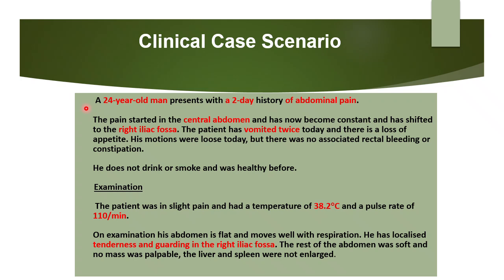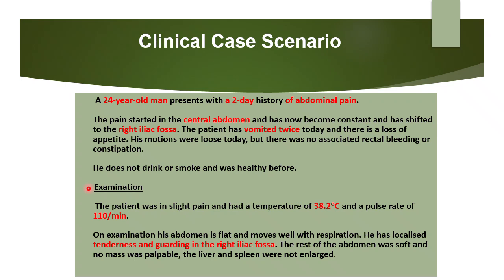The patient is a 24-year-old man who presents with 2 days history of abdominal pain. The pain started in the central abdomen and has now become constant and shifted to the right iliac fossa. The patient has vomited twice and there is loss of appetite. His motions were loose today, but there was no associated rectal bleeding or constipation. He does not drink or smoke and was healthy before.